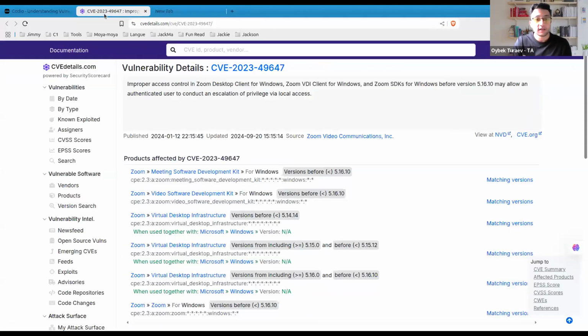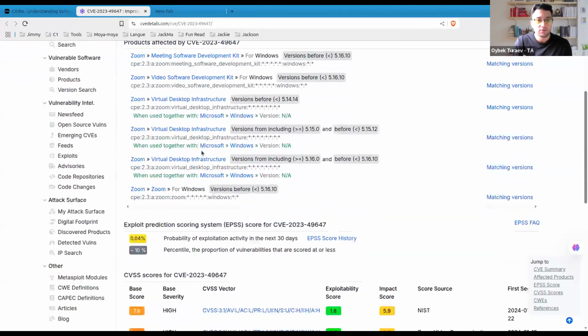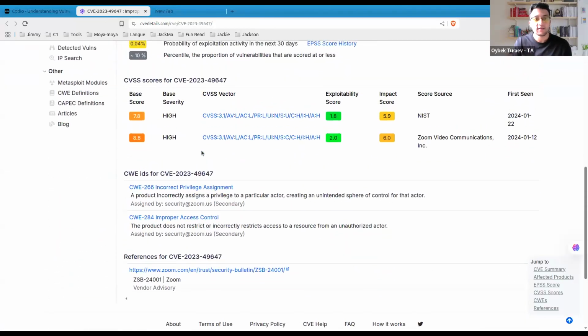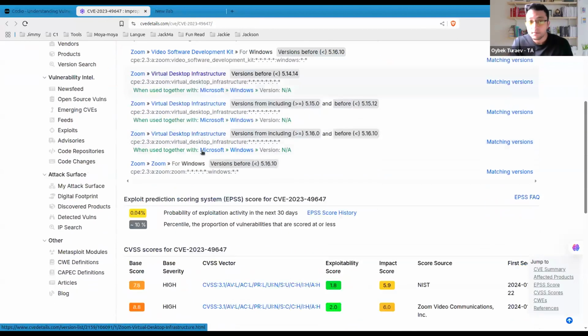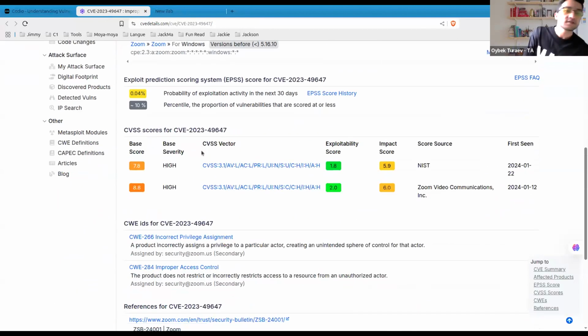As you see here, one example, vulnerability details in a CVE from 2023 regarding the Zoom product. And then they give what kind of products are affected, references, score information, and others.